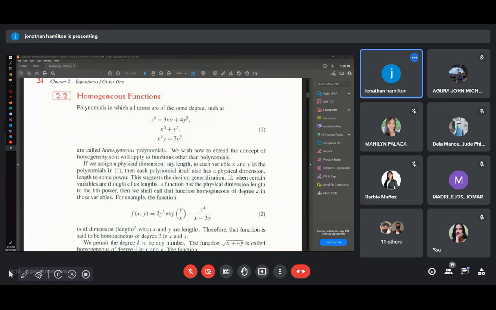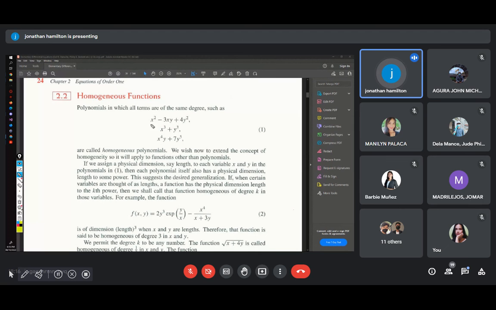So for homogeneous functions, we have polynomials in which all terms are of the same degree, such as the following equations. So previously we talked about the order, wherein the order is the highest derivative in the differential equation. Ang degree is the highest variable exponent in the equation, or the most variables within each polynomial.